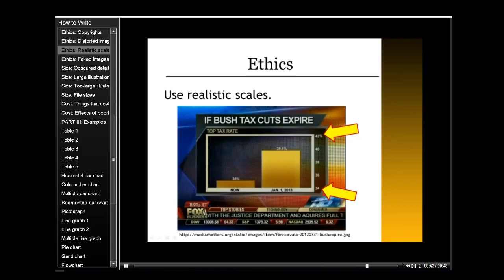Make sure that you are not magnifying differences that are actually very small.